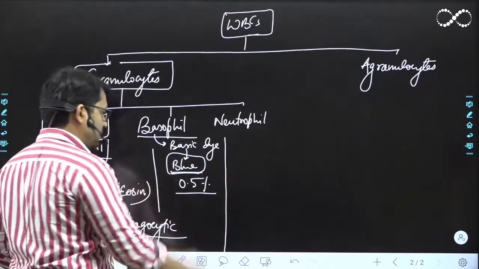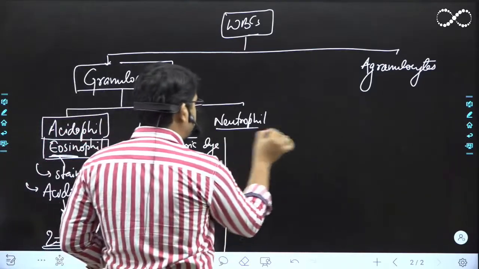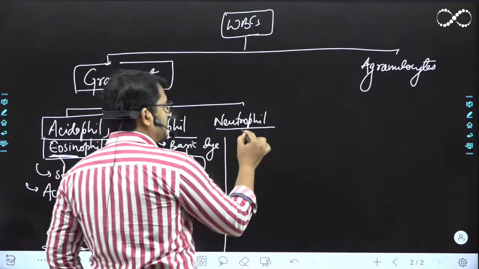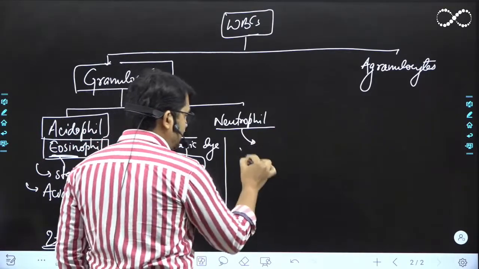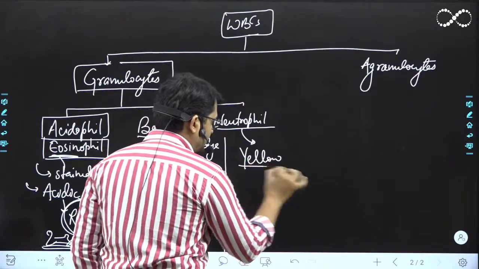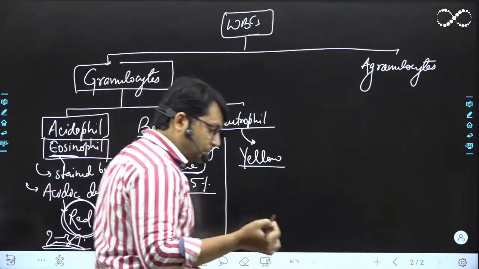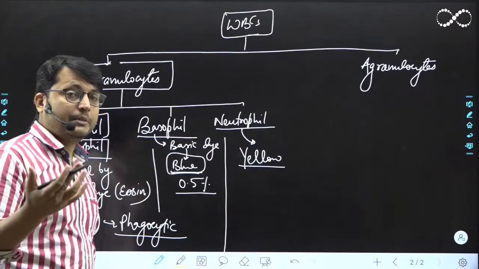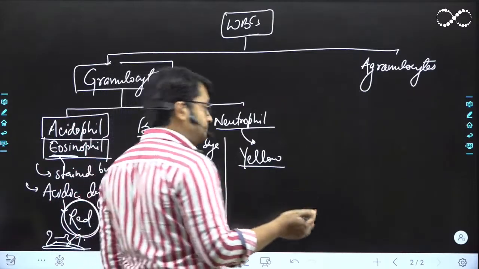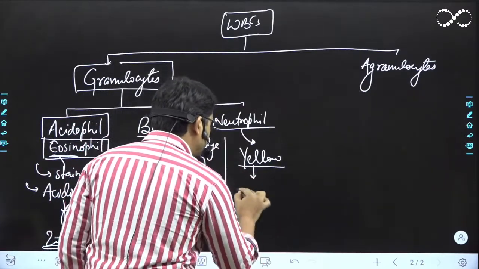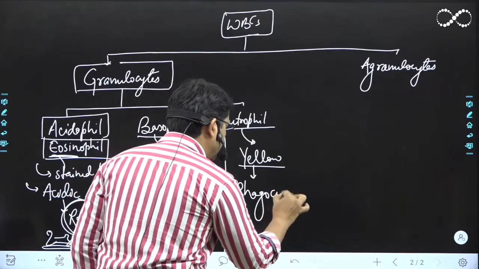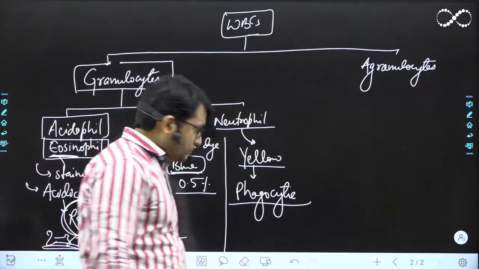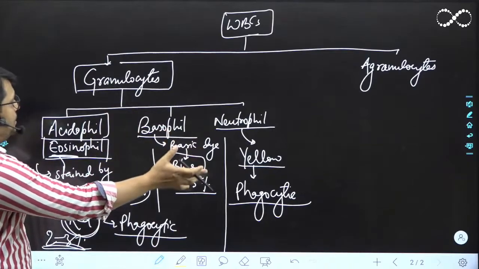So this is basophil. What about neutrophils? Neutrophils can be stained by both acidic and basic dye, and after being stained by both, they turn yellow. Now, neutrophils are the most abundant cells. How many? Around 60 to 65%. What is the main function? The main function is they are again phagocytic. They are also phagocytic. Got it? So these are the three types of granulocytes.